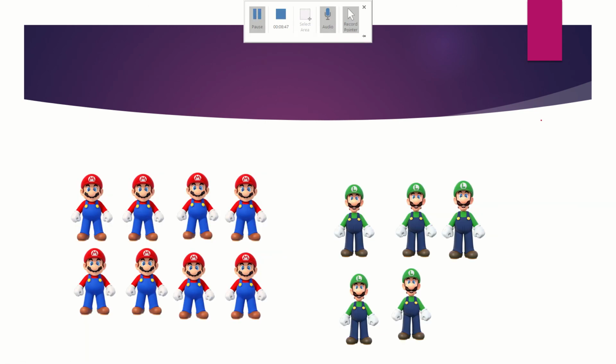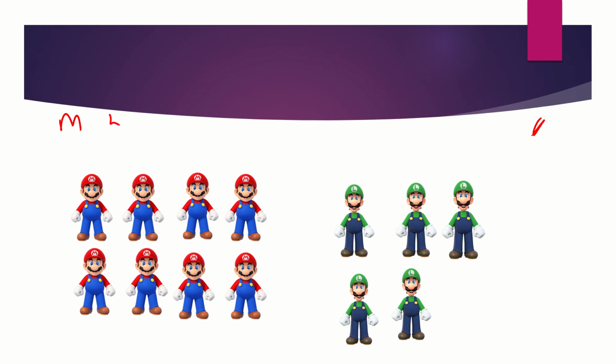All right, finally, probably my favorite one. We have Mario and Luigi. So what I'm going to do here is write different ratios. So I'm going to write Mario to Luigi first. So I'm going to count my Marios. 1, 2, 3, 4, 5, 6, 7, 8. So I'm going to write 8 there and then my double dots. Now I'm going to count Luigi. 1, 2, 3, 4, 5. So my Mario to Luigi ratio is 8 to 5.